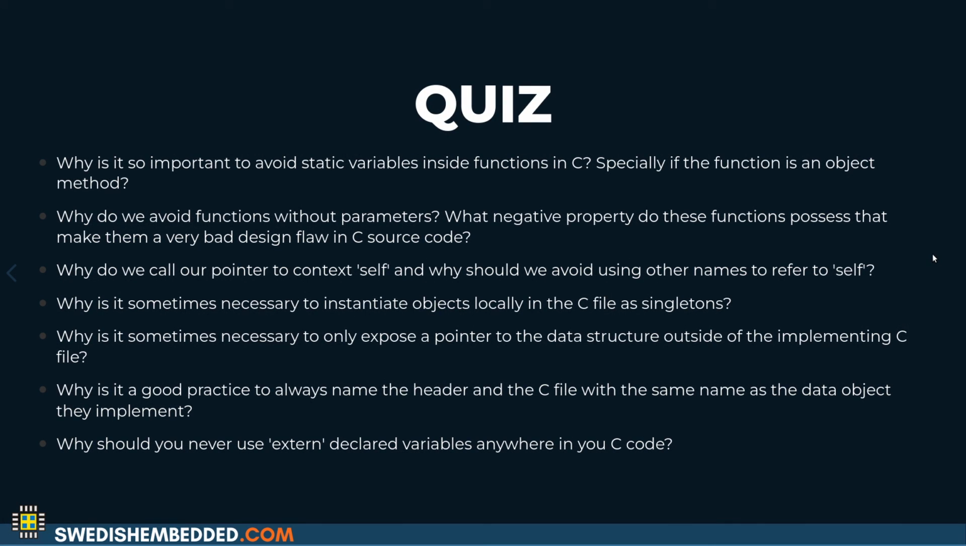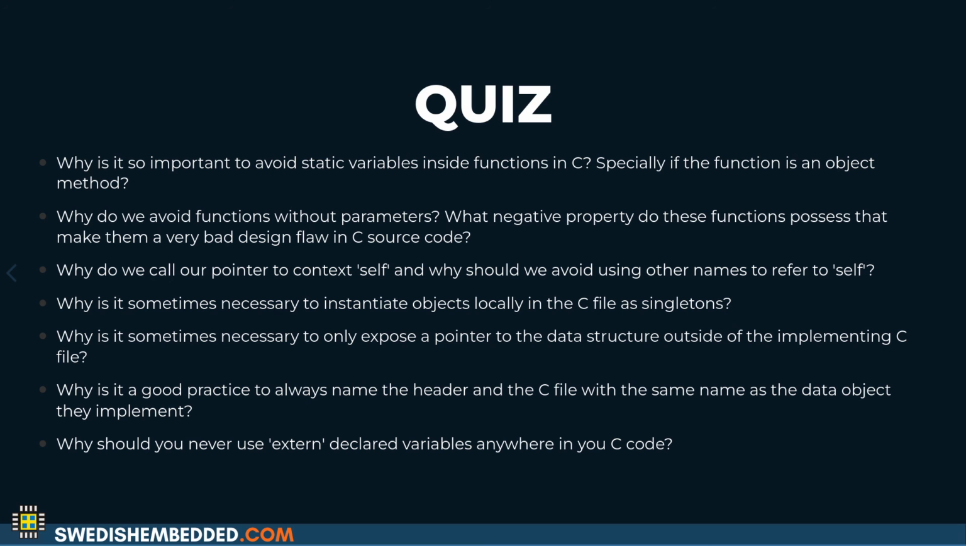Let's check your understanding of this pattern. So why is it so important to avoid static variables inside functions in C, especially if the function is an object method? Why should you avoid them? What does it have to do with reentrancy? That's a tip I'm going to give you. Number 2, why do we avoid functions without parameters? What negative properties do these functions have, and why is it a bad design flaw to use that kind of function in C code?